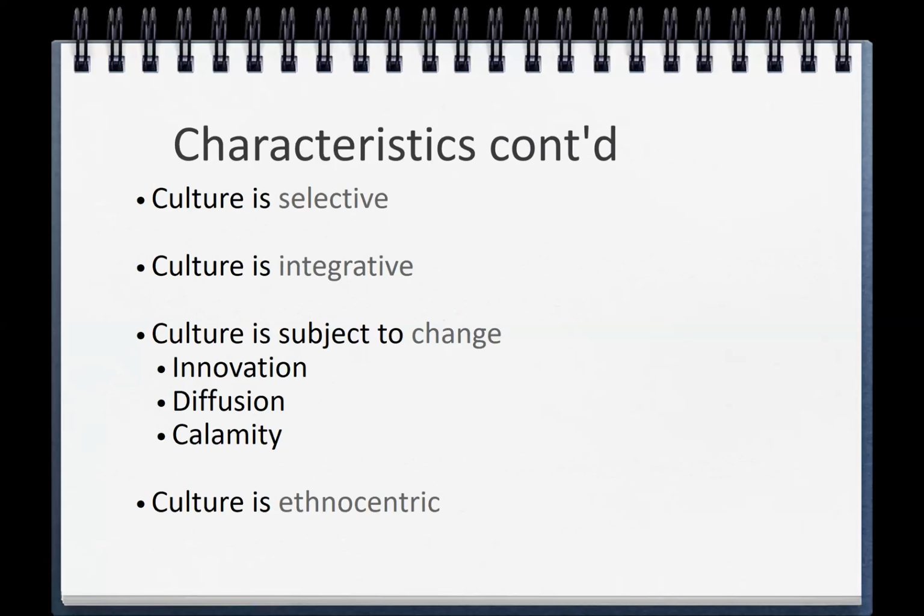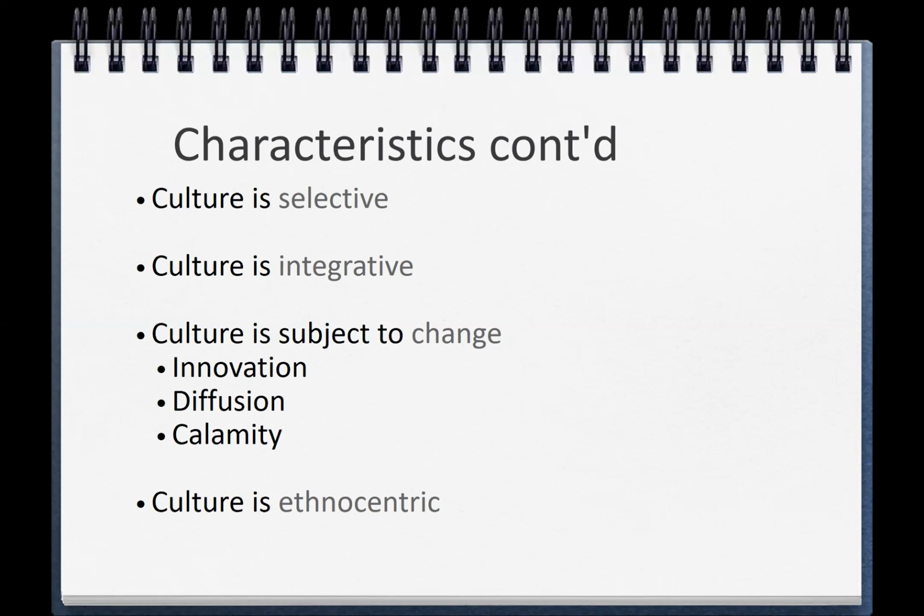Culture also changes through diffusion. It's disseminated, it's distributed, and that might include migration. It changes through calamity. That means that there may be some disaster like 9/11 that changed the ways in which we go through airports. Wars might change the way in which we connect. So culture is subject to change.